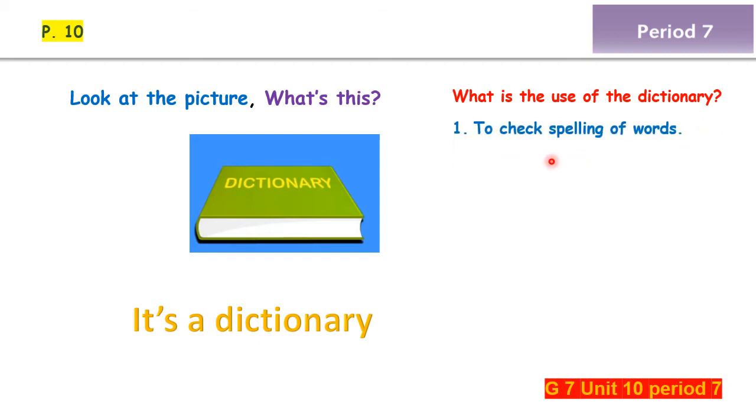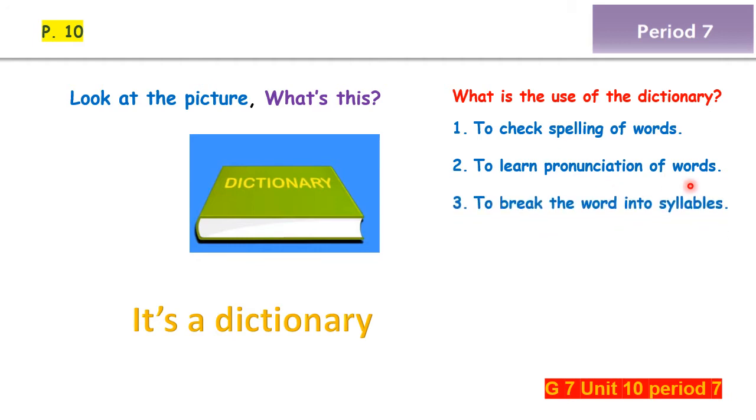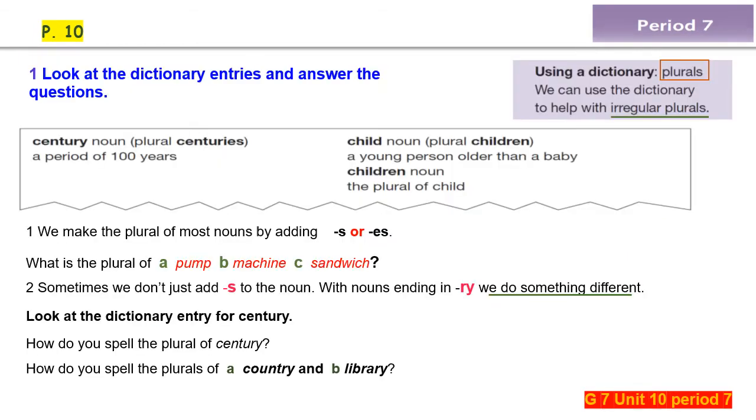1. We use the dictionary to check spelling of words. 2. We use it to learn pronunciation of words. 3. To break the words into syllables. And 4. To see the parts of speech. Exercise 1, page 10. Look at the dictionary entries and answer the questions.